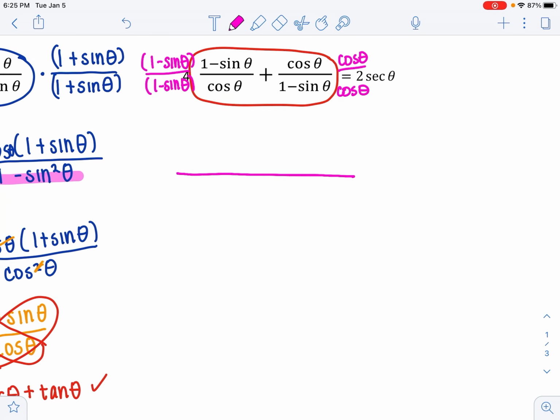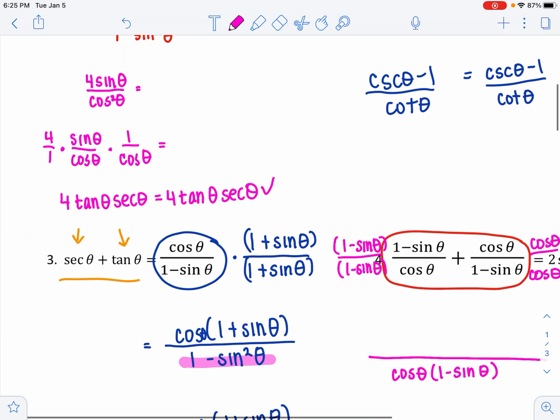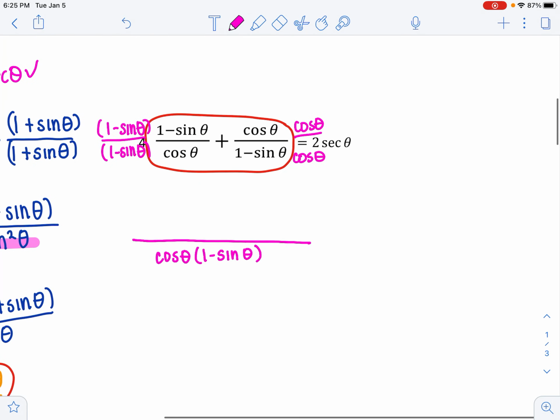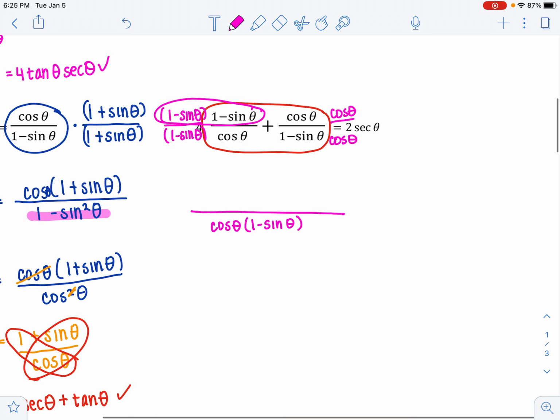All right, I'm going to write down what my new fraction is. So my common denominator is cosine of theta times 1 minus sine of theta. Notice I like writing the cosine first because I always like writing whatever's in the parentheses second. All right, my numerator, instead of doing the step here where I wrote out this entire thing, I'm going to do that in this step. So I'll multiply these 2 and then plus multiply the other 2.